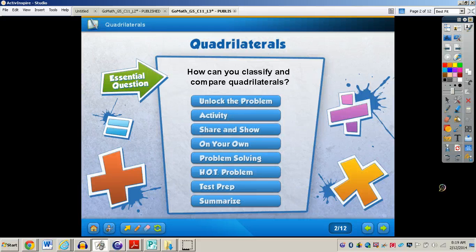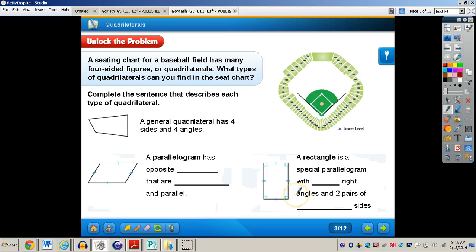In this video, we are going to be taking a look at quadrilaterals. Now, the essential question that we are going to try to answer, that I want you to write in your math journal, is how can you classify and compare quadrilaterals? So throughout this video, we'll try to unlock that problem. So we're going to unlock the problem on page 449 in your math book.